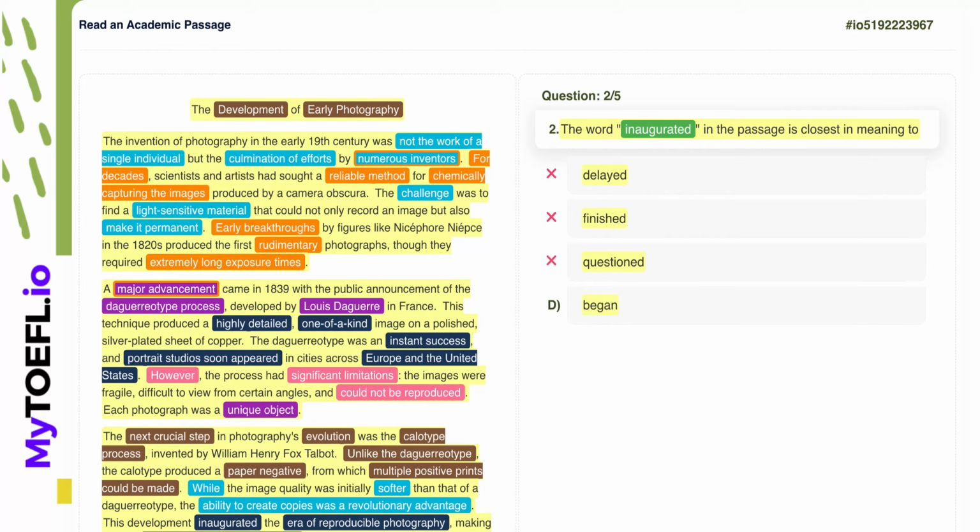Here's option D. Let's break it down. "Began." This means to start. If we replace "inaugurated" with "began," the sentence reads, "This development began the era of reproducible photography." This fits the context perfectly. The calotype was the start of a new age in photography where copies could be made. Correct. The correct choice should be marked as D because the context of the passage supports only this option. The other choices involve surface-level reading or misinterpretation.